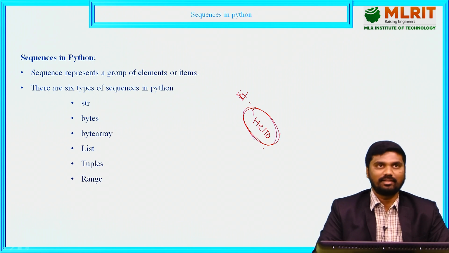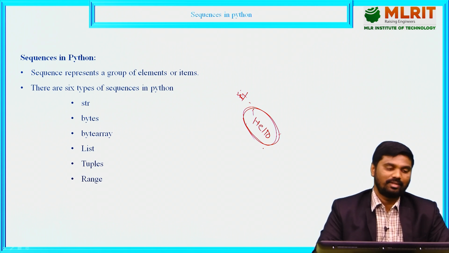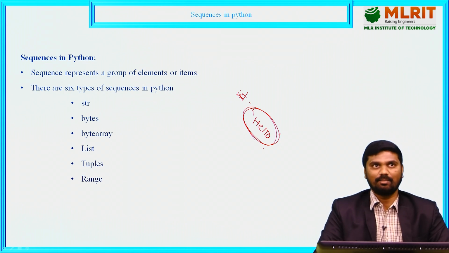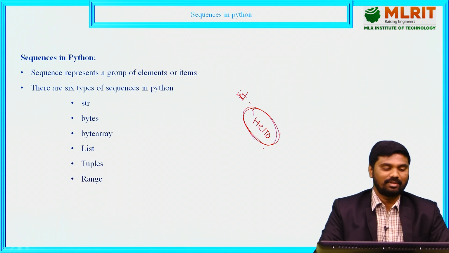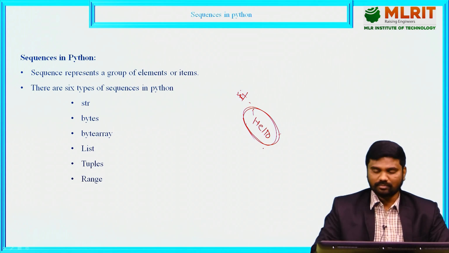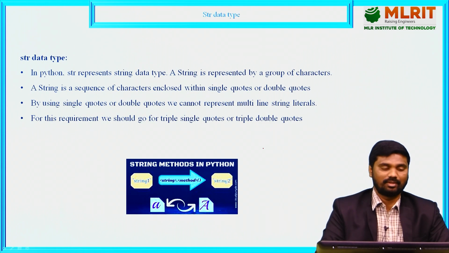Of course, under the sequence type, we again classify 6 types of sequences. First one is str, which represents the string type. Next one is bytes, and next are bytearray, list, tuple, range. So these are the 6 types of sequences in Python. A sequence represents a group of elements or items. First we will discuss str, that is the string data type.